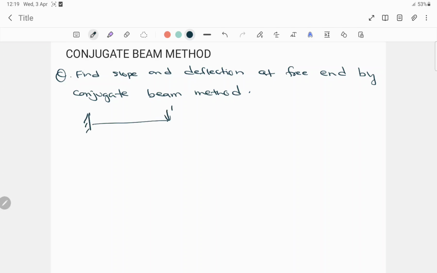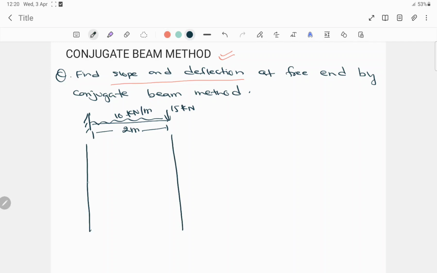Here, one point load is there and a UDL of 10 kilonewton per meter over 2 meters. So this is the question where we have to find out the slope as well as deflection by using the conjugate beam method. So here the first step is to find the bending moment diagram. To find it, let the ends be A and B. Step number 1, find the bending moment diagram.